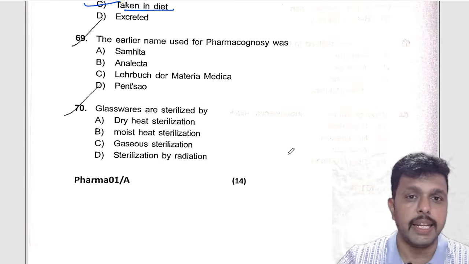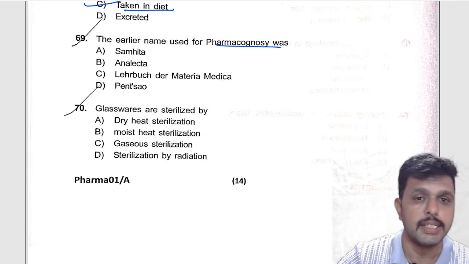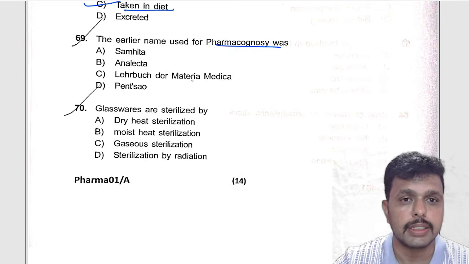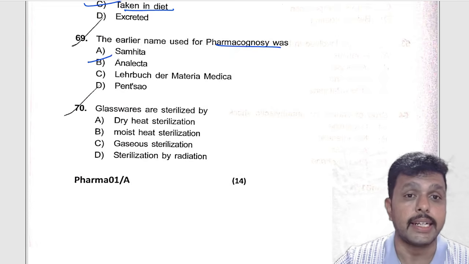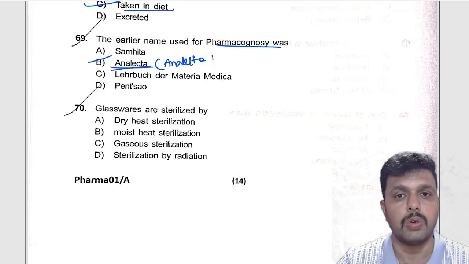Next, the earlier name used for pharmacognosy. The earlier name for pharmacognosy is Analecta pharmacognostica. Analecta pharmacognostica.